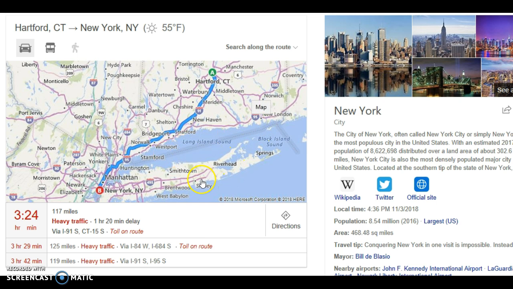Alright, on a side note, if you're wondering how long is 98 miles, how much distance does it cover? Well, Hartford, Connecticut to New York, that's about 117 miles. So 98 miles is a little less than that.